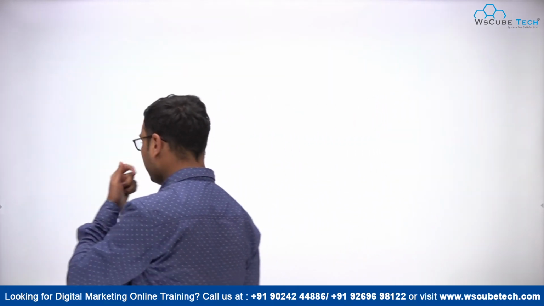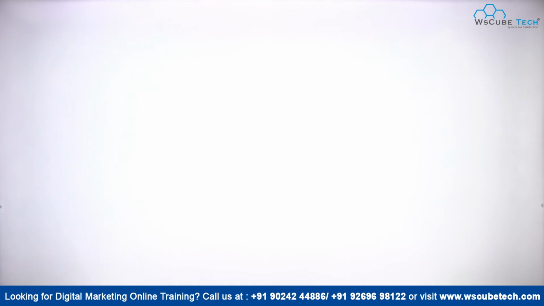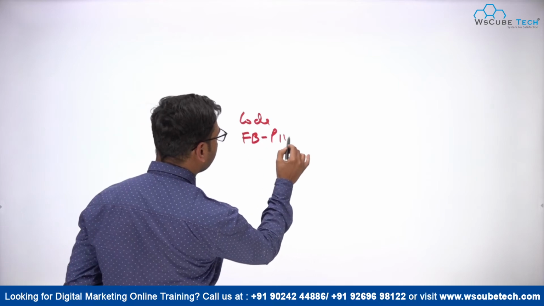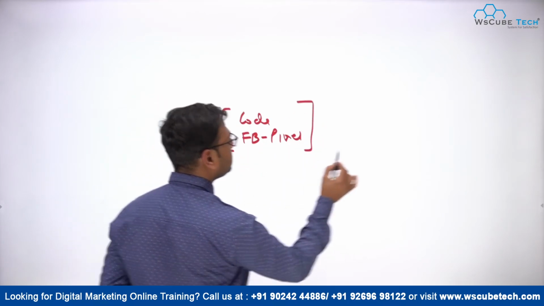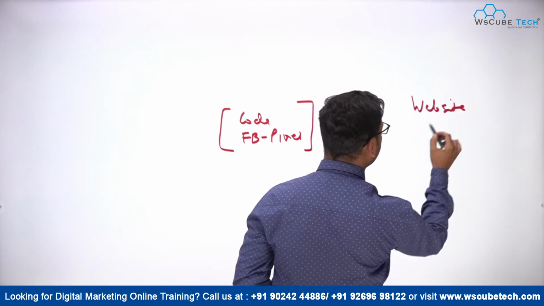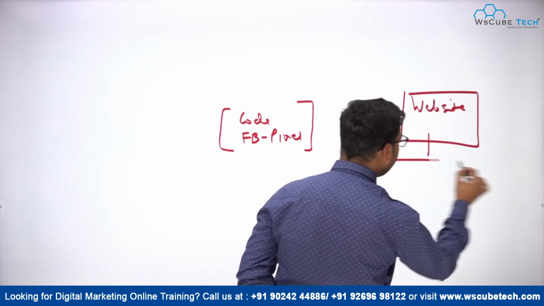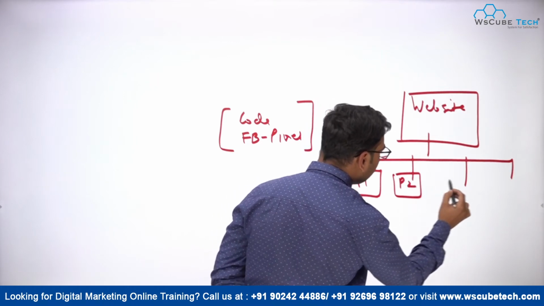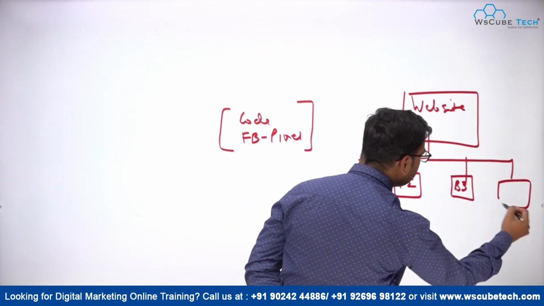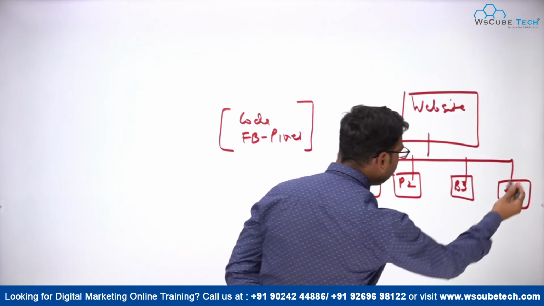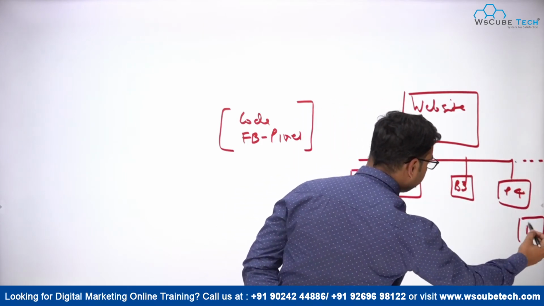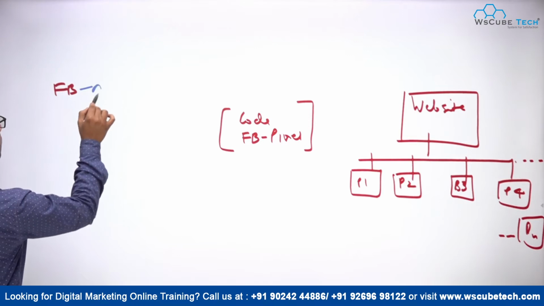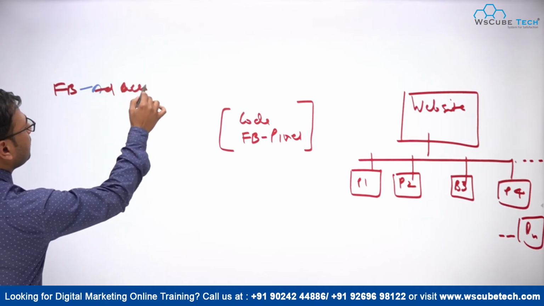Now, talking more about Facebook Pixel, what it does is, right, so we have the Facebook Pixel code over here, and now we have our website over here, and we have different pages on our website. Let's say this one is page 1, this one is page 2, this one is page 3 and this one is page 4. So we will be having different pages, up to page n, right? Now we have this ad account over here, which is our Facebook ad account.